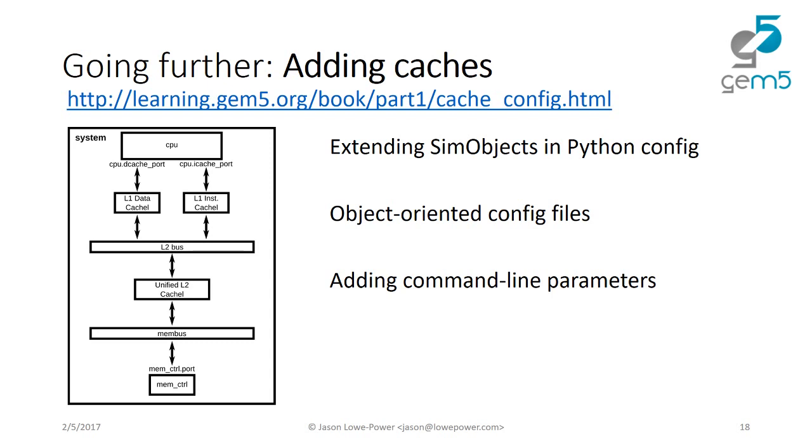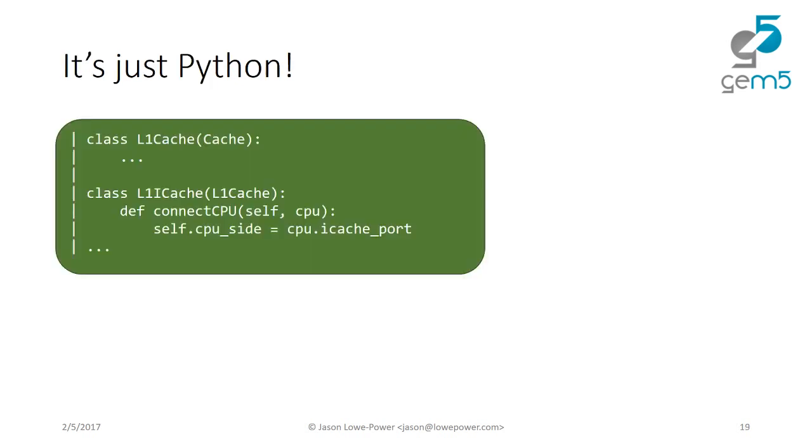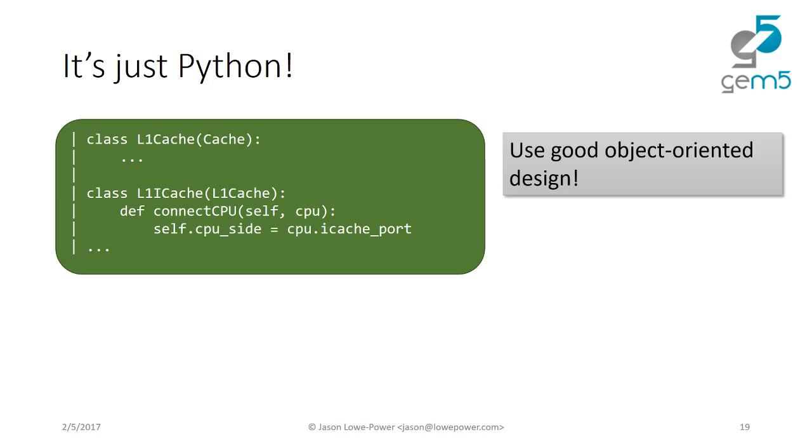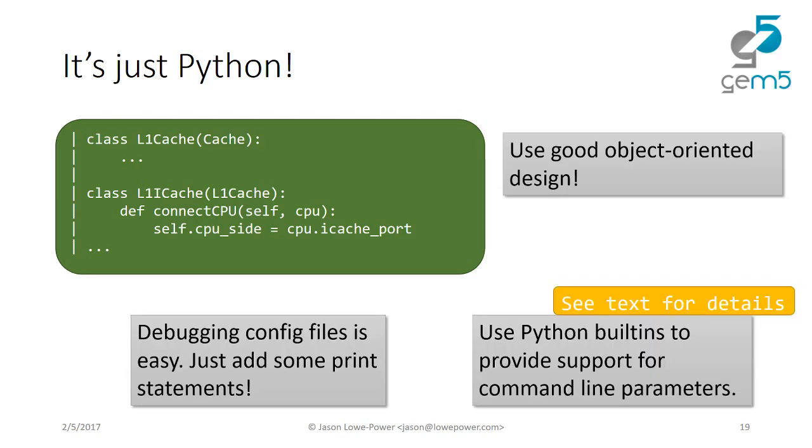If you do se.py -h, you'll see there's a parameter for the size of your L3 cache. You know what is never created in those config scripts? An L3 cache. So be careful if you're using those other config scripts. And again, this is just Python. You can do anything you want that you can do with Python. And debugging these files, since it's just Python, is pretty easy. You can use print statements to debug, which I do all the time.